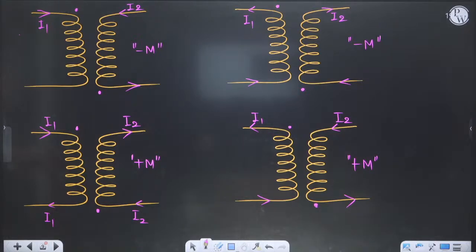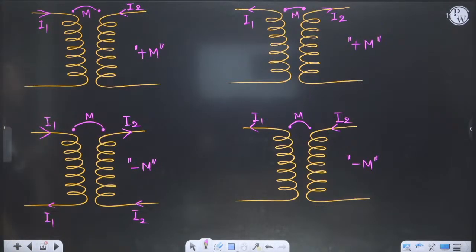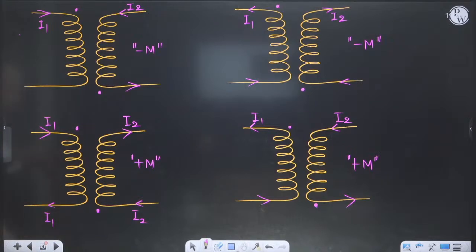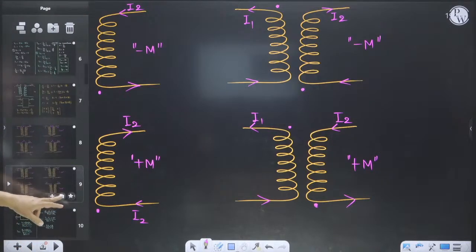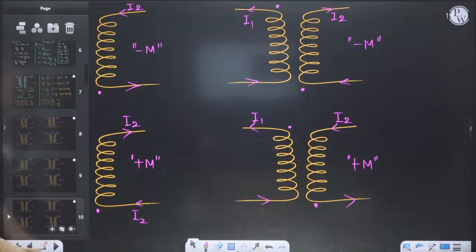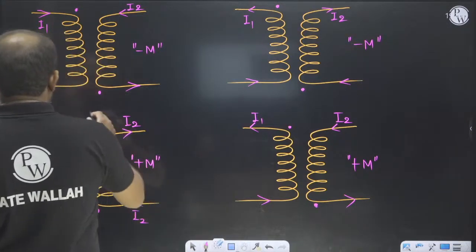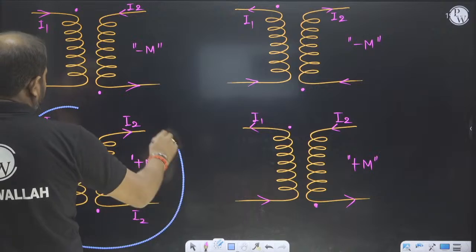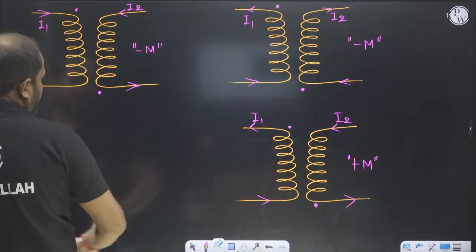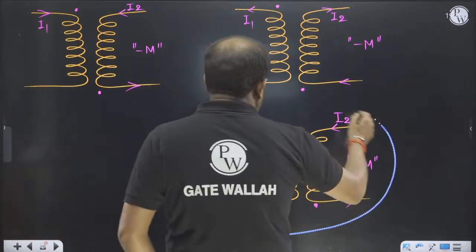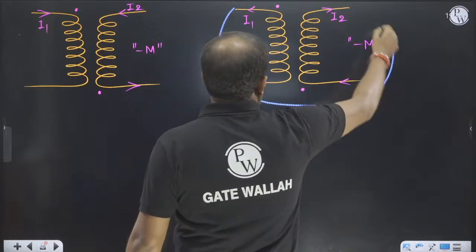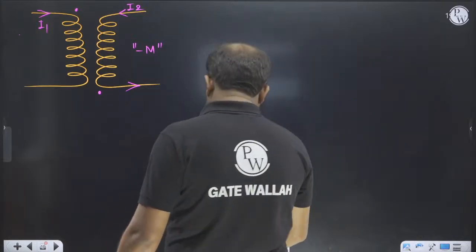You have to understand this first of all. These are the major points you have to understand. Then we are going to represent the T network for them, for the minus sign and the plus sign. First of all I will consider the minus sign, then I will consider the plus sign network.